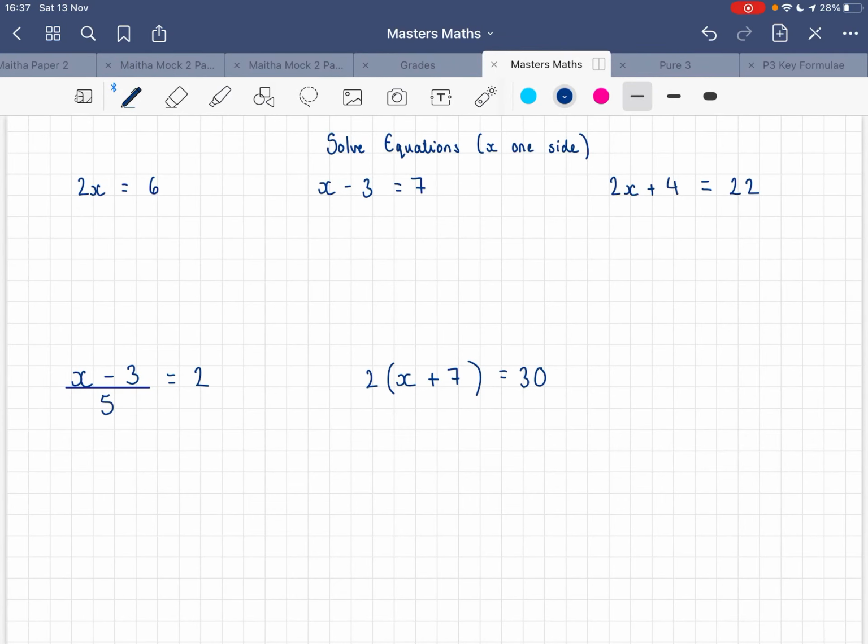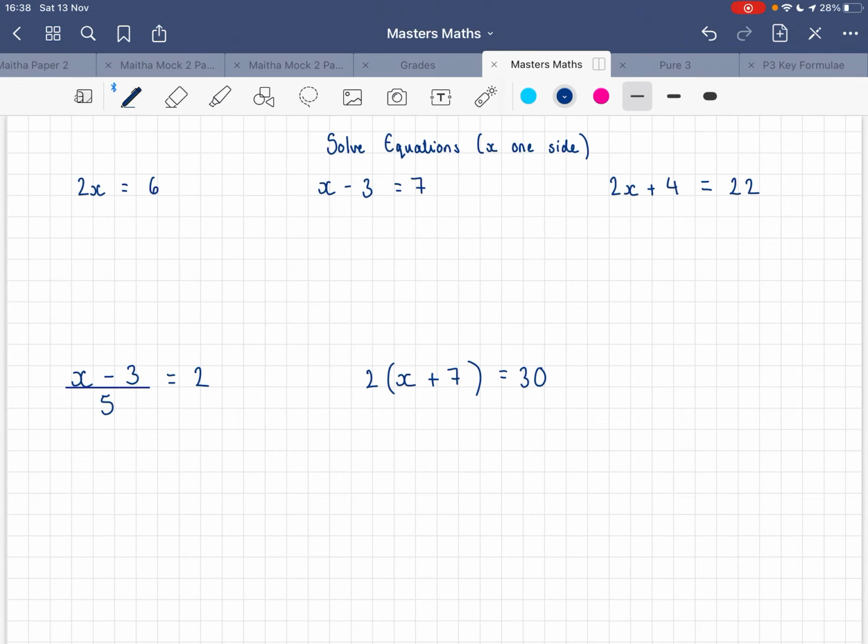Hello, welcome to a really quick video on solving equations when we only have x on one side. I've tried to include the basic kind of things you could be asked to do in this type of question. So we've got just a basic one step where you're either dividing or adding or subtracting something, a two-step equation, one with a fraction in and one with a bracket in. That should be pretty much all you need to be able to solve your basic x on one side equation. There shouldn't be much more than this.